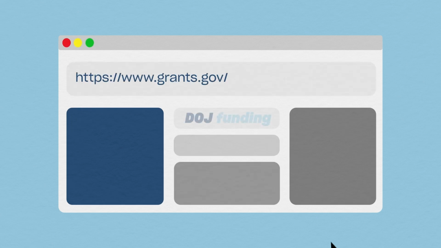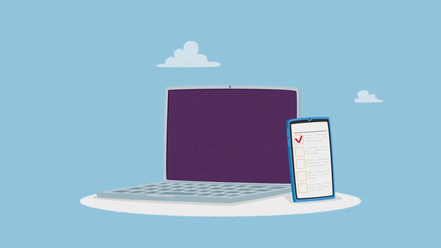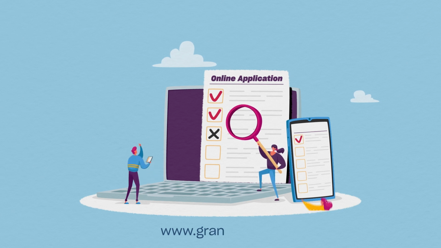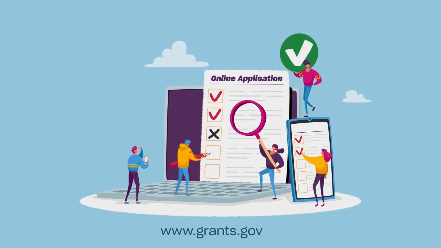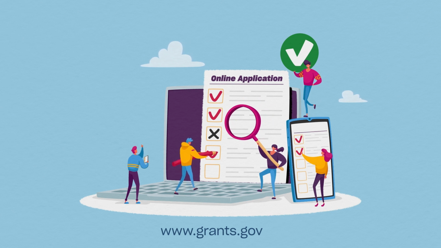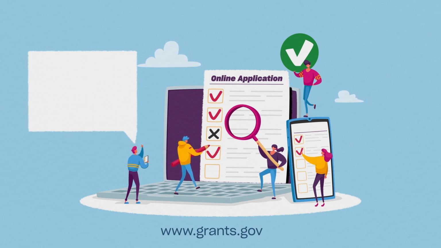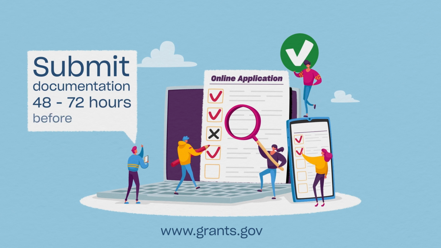Begin by visiting grants.gov, a centralized site featuring grants offered by all federal agencies, to search for open Department of Justice funding opportunities. Once you identify a Department of Justice grant that suits your needs, complete the corresponding application through grants.gov and supply the required documentation. All required documentation must be submitted within 48 to 72 hours of the application deadline.